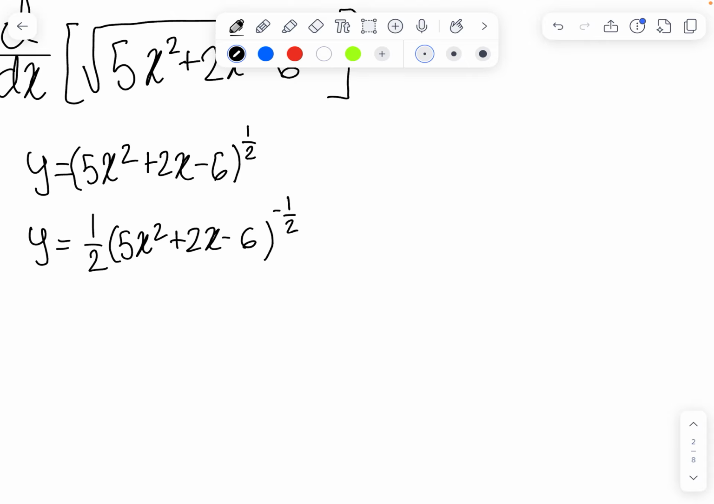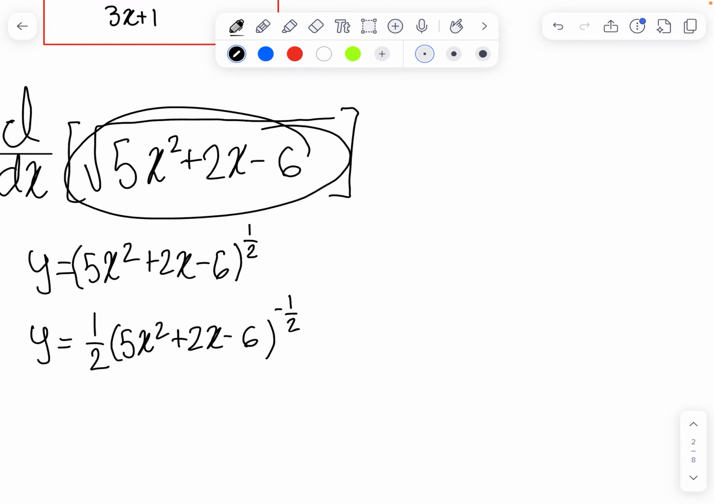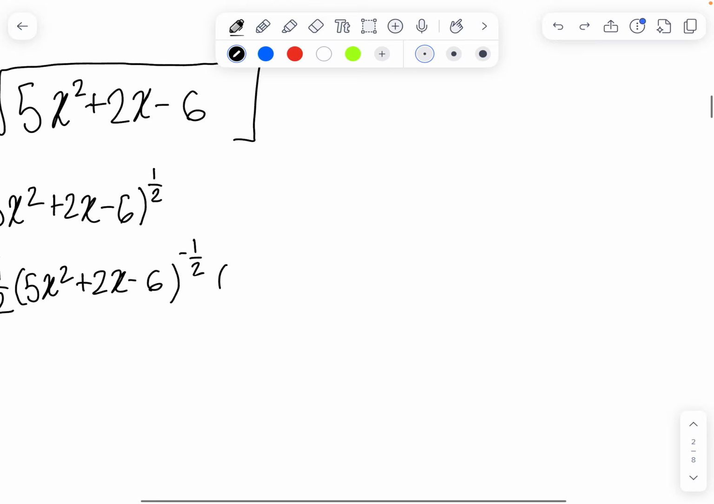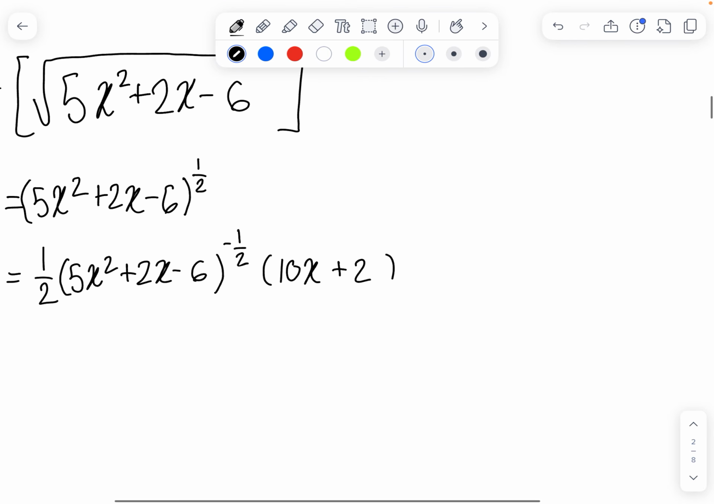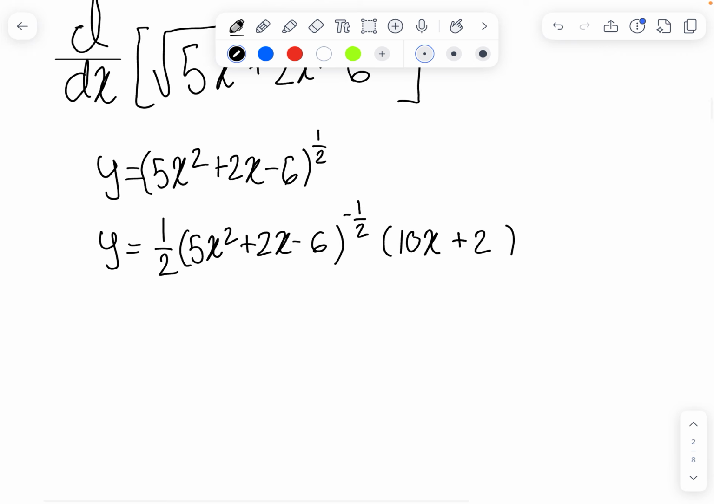And now you have to multiply it by the derivative of the inside. So the derivative of the inside is this. That's the derivative of the inside. So if we multiply it, this is just the derivative of each term. So the derivative of 5x squared is 10x, plus 2. So that's the derivative, and now we simplify.